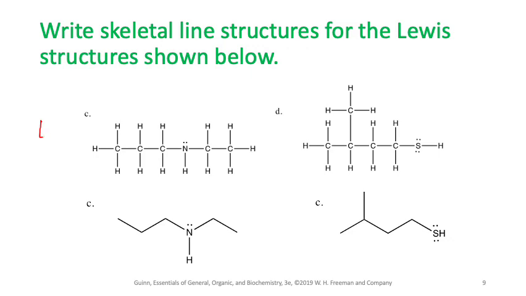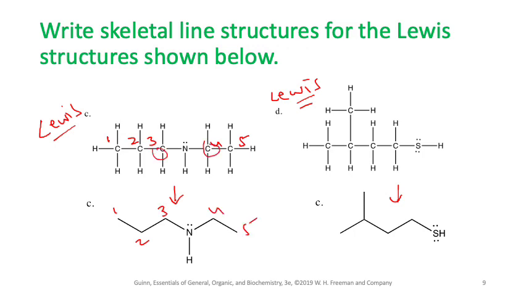Let's do a couple more. This is also a Lewis structure, and if I have to draw the skeleton line structure, how are you going to draw it? How many carbons do you have in this entire organic compound? 1, 2, 3, 4, 5. So you have to draw 5, and between 3 and 4 you have a nitrogen. So you have to show a nitrogen, and on that nitrogen you have a hydrogen. You have to show the hydrogen.